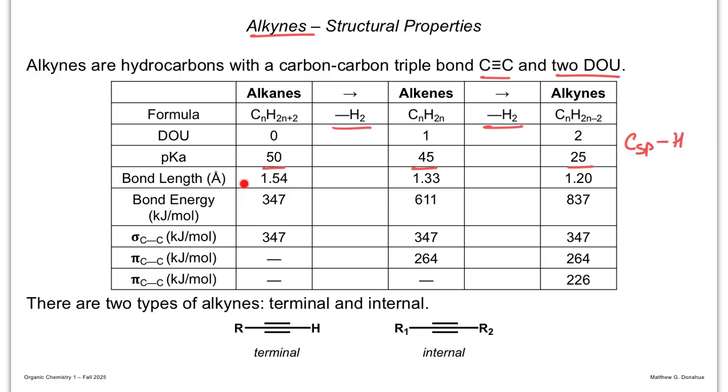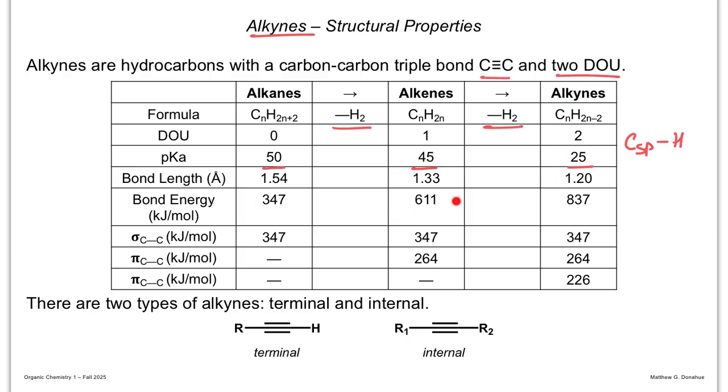So for a carbon-carbon bond length across the series, it decreases because you're putting more electron density between the two carbon atoms. And then the bond energy increases. So we can think of the types of bonds that contribute to each. For an alkane, you have a carbon-carbon sigma bond. So that value is going to kind of carry through each functional group at 347 kilojoules per mole.